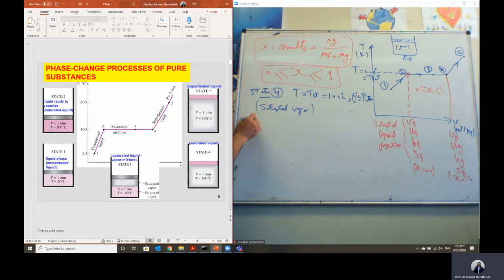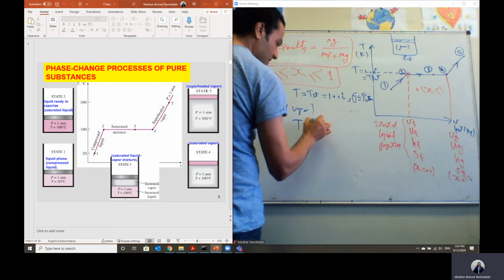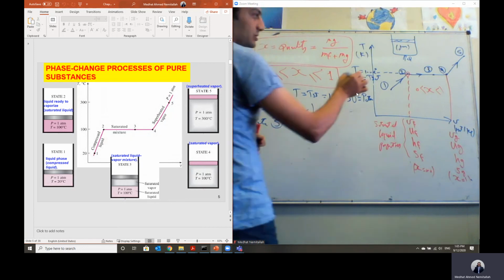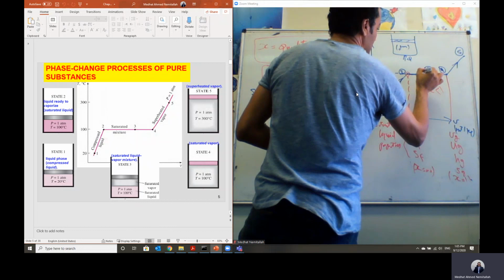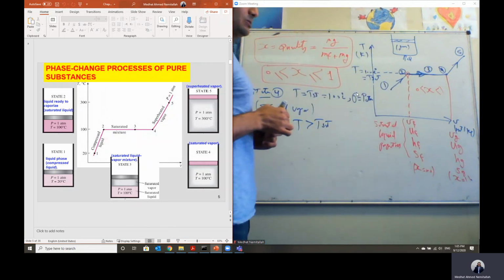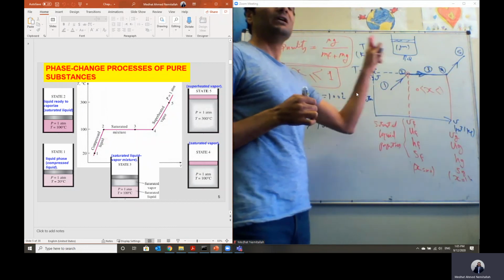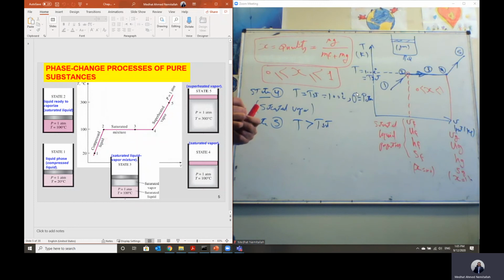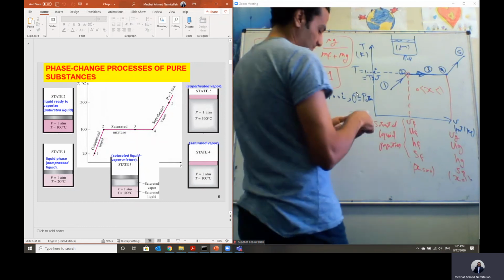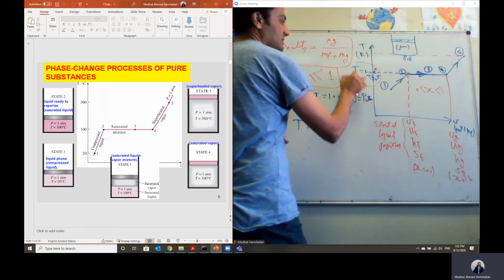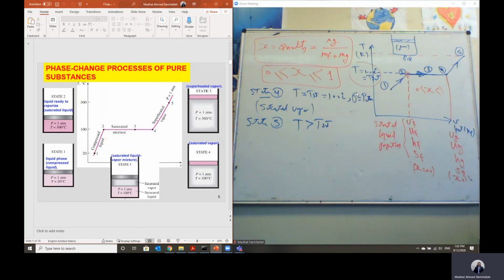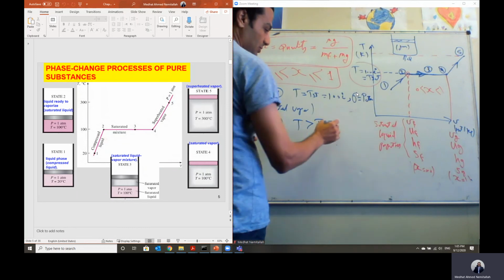So at state number 5, in this case, actually, the temperature will be greater than what? The saturation temperature. This line represents fixed saturation temperature and fixed saturation pressure. From state 2 to state number 4, temperature is the same, T saturation, pressure is the same, P saturation. Okay? But at state number 5, the temperature will be higher than the saturation temperature. So at state number 5, T is greater than the saturation temperature.